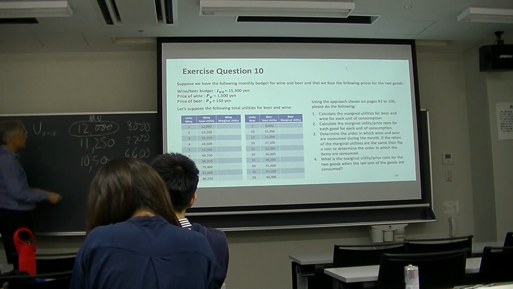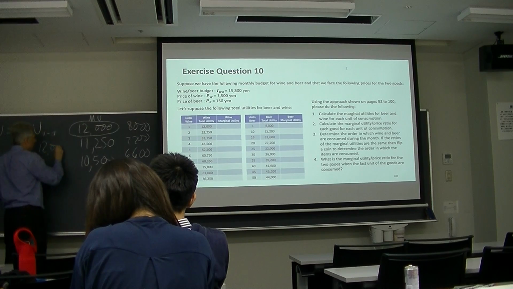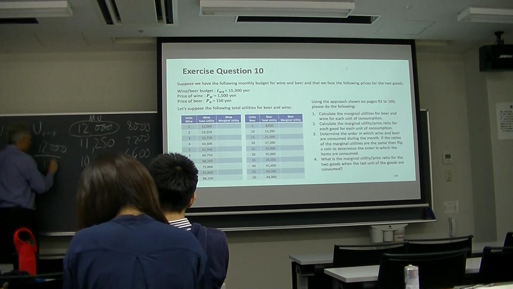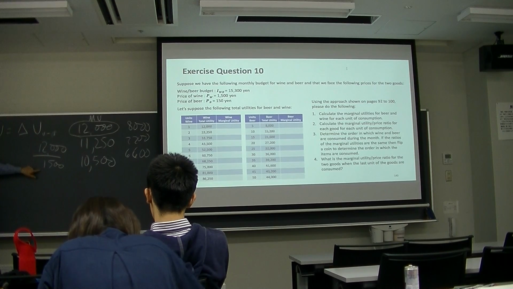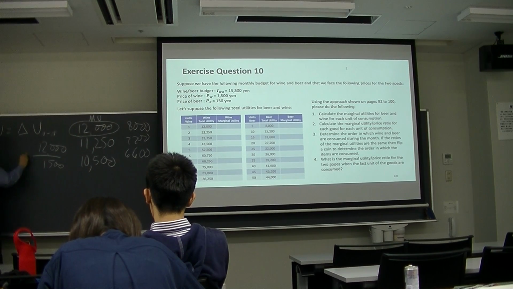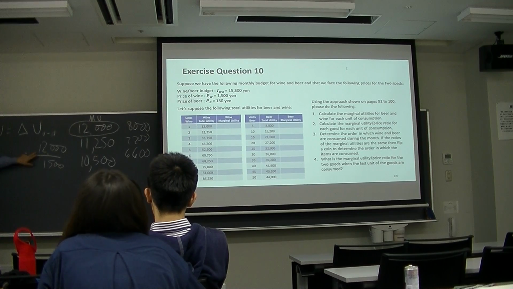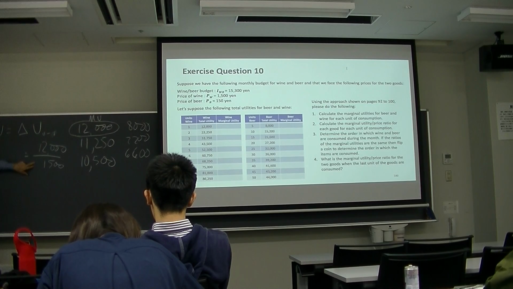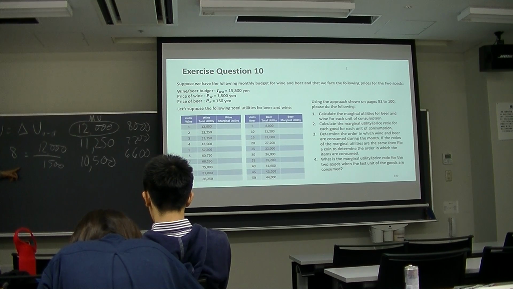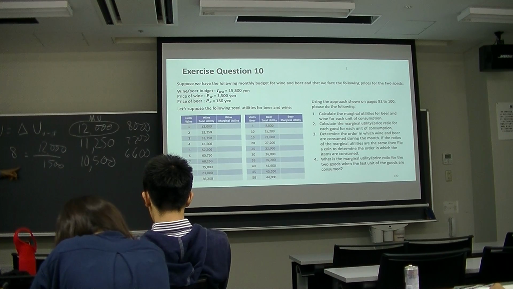So 12,000 divided by 1,500. That's what I get. The marginal utility per yen that I get is 12,000 divided by 1,500, and that is 8. I get 8 units of utility for every yen that I spend. That's the marginal utility that I'm getting. So there I'm getting 8 units.